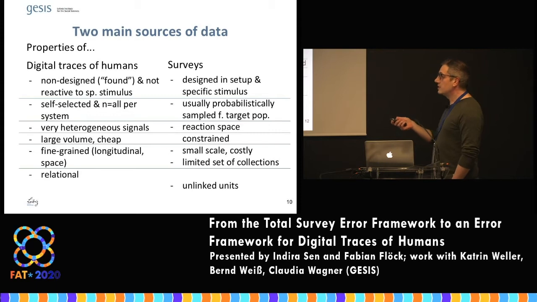People are usually self-selected into the system or platform that you take the traces from, whereas with a survey we usually carefully think about how we have a target population, and how we sample probabilistically from a smaller population to infer to that target population. But here you also often have all the people in that system. So that's a good thing, while the self-selection is not that good of a thing.